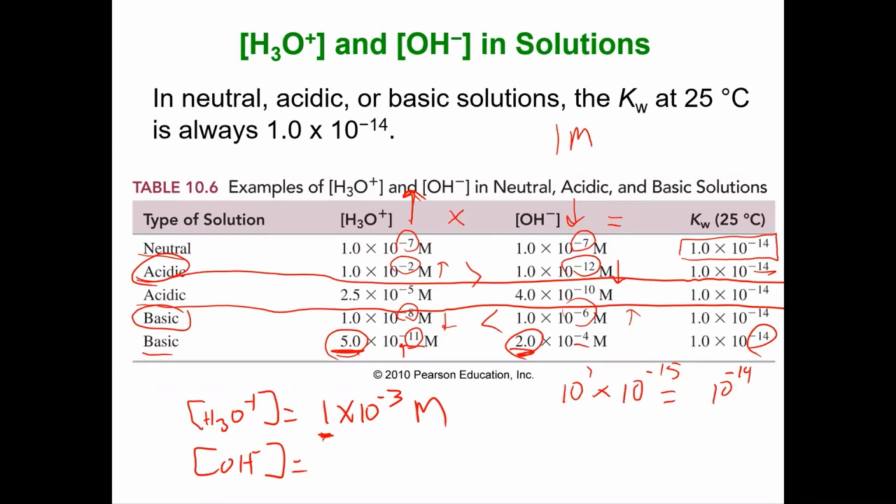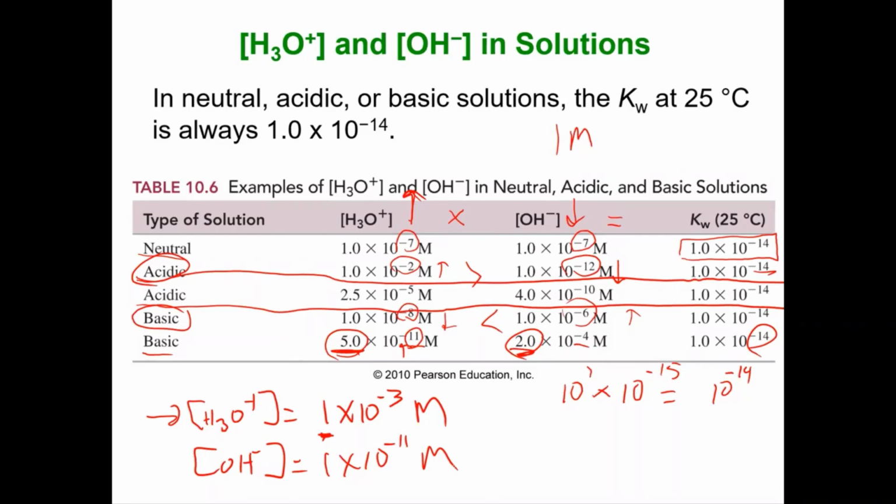Does anyone know what the hydroxide concentration would be if my hydronium was 1 times 10 to the minus 3? It'd be 1 times 10 to the negative 11. Exactly. So if this was a problem, if I said my hydronium ion concentration is 1 times 10 to the minus 3, what's the hydroxide concentration?